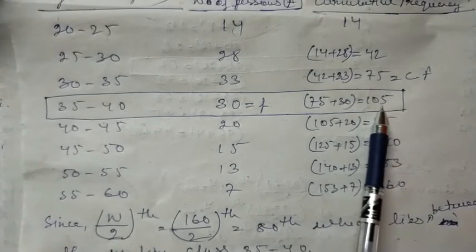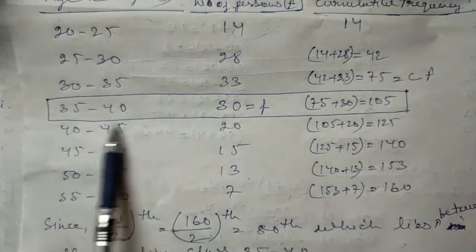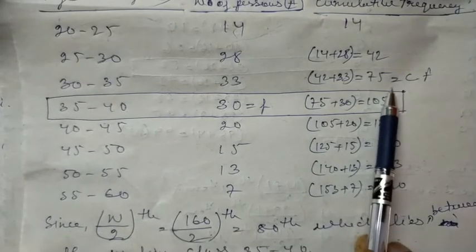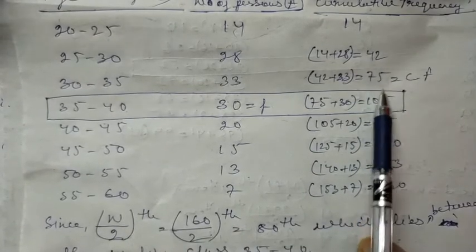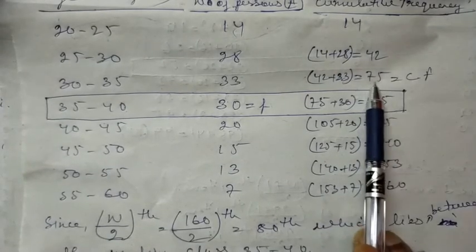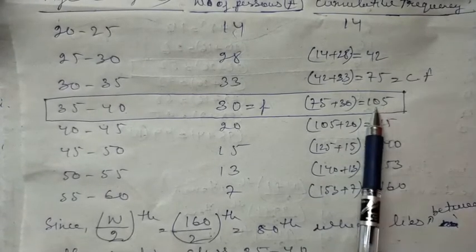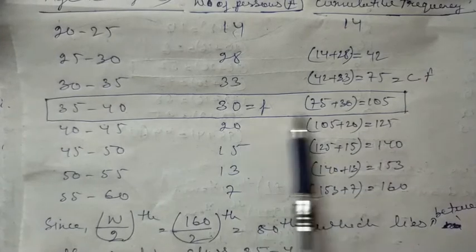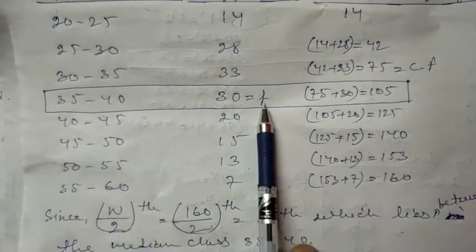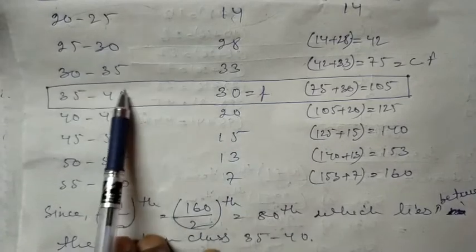It means that 80 will come somewhere over here. So you make this one box. After making this box, the preceding median class, you have to do CF. This is our 75 equal to CF. CF is our cumulative frequency. Then this one will be our frequency. 30 is equal to F. F is frequency. So this is our class interval.